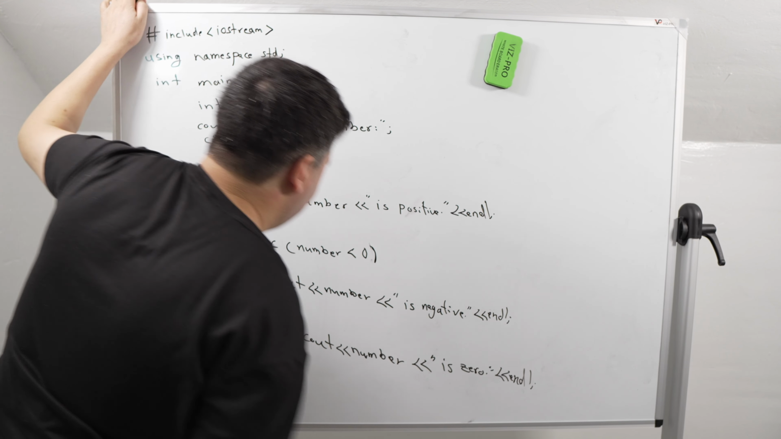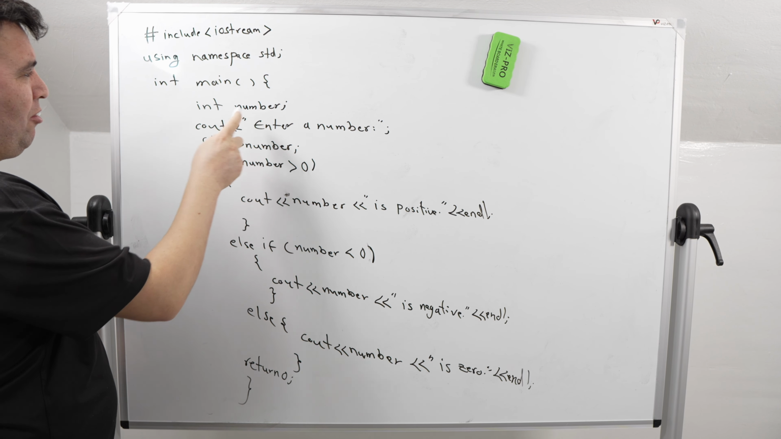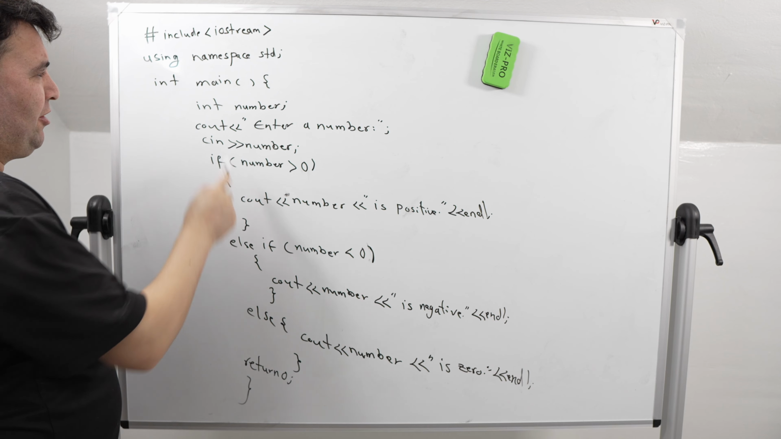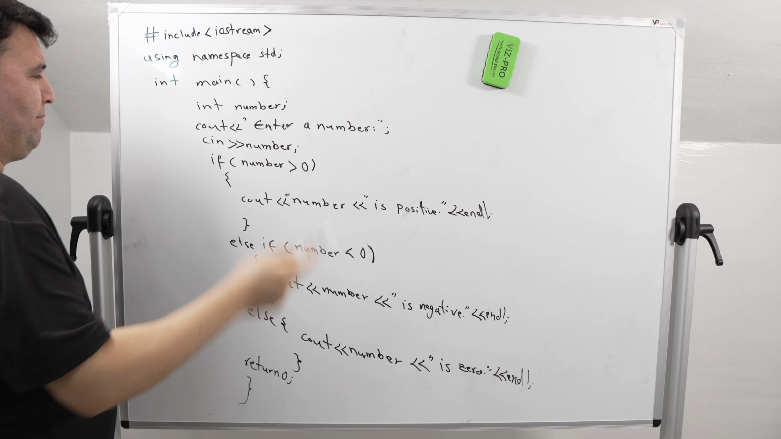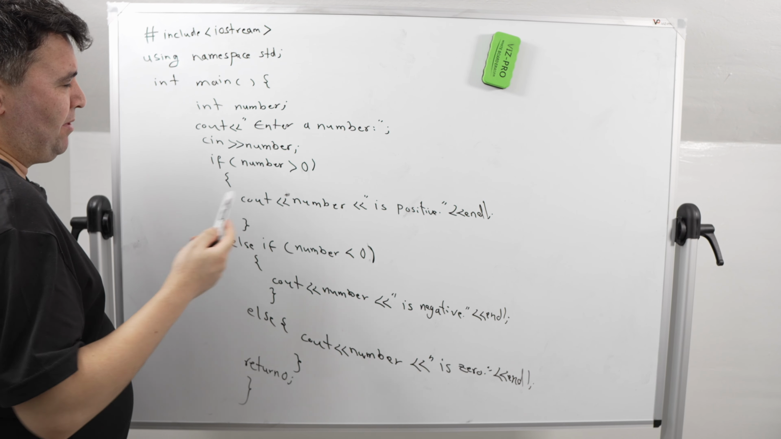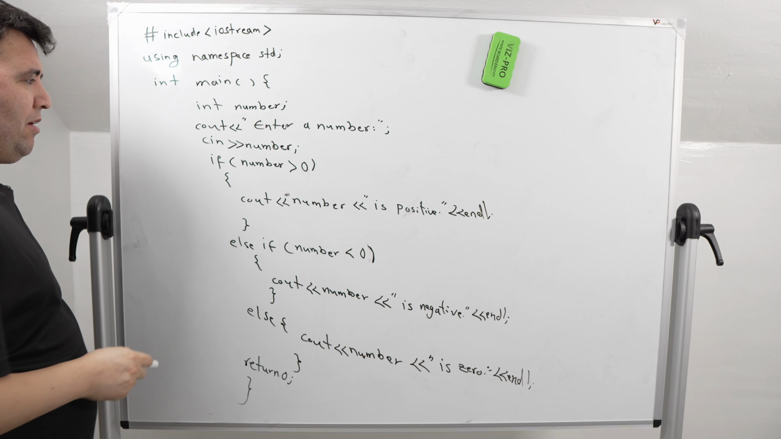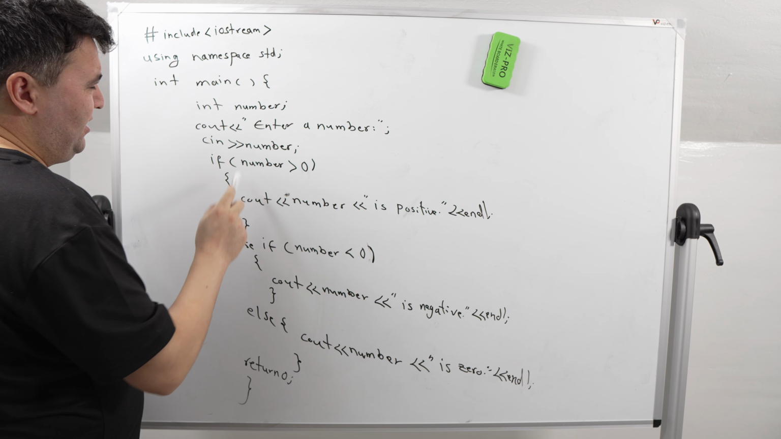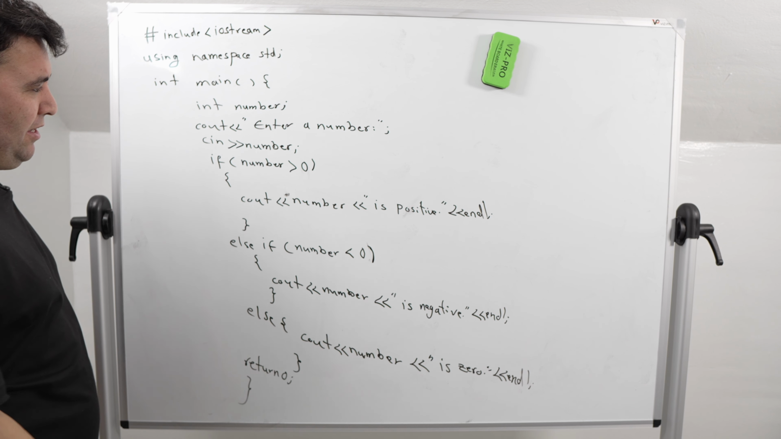Then we end-line. As we can see in this program, we first declare a variable called number, and the data type is integer. So this variable only stores whole numbers. Then we cout, we print out a message to the user, "enter a number". Then the user enters a number, and we store that number inside the variable number, which we declared here.